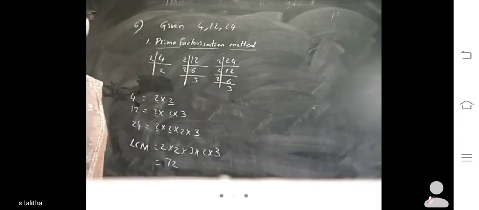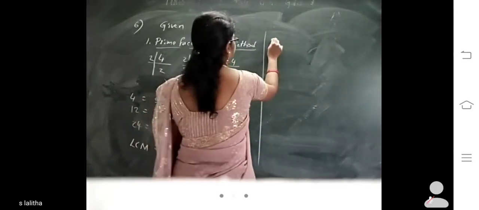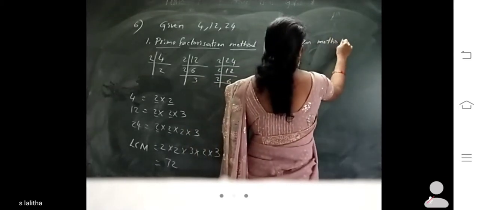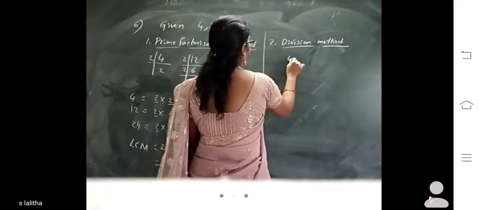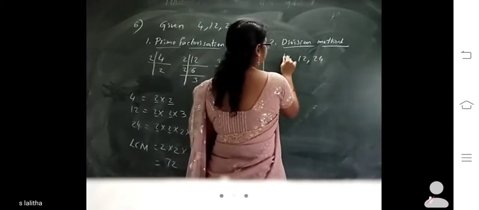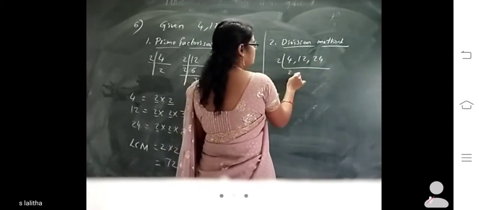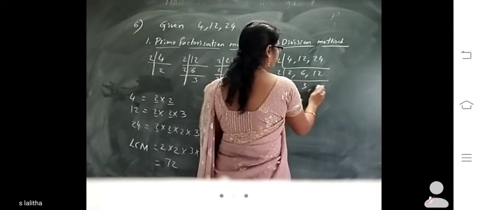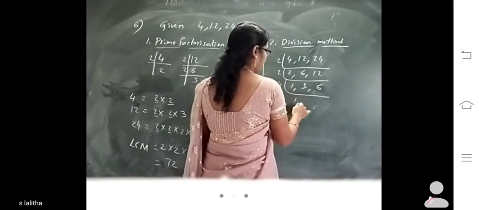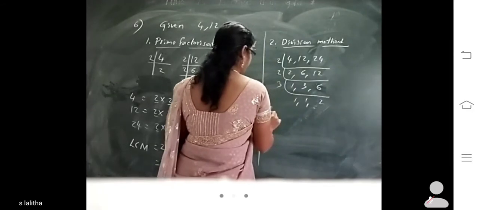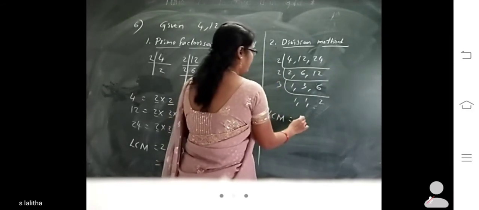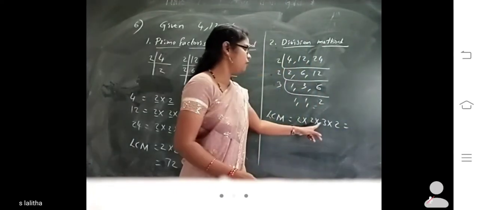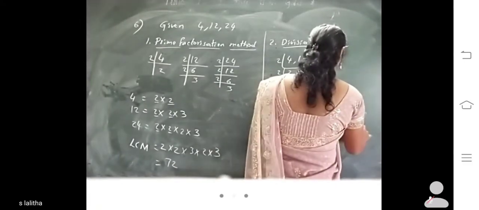Now, the next method is the division method. 4, 12, 24. So 2 2s are 4, 2 3s are 12, 2 12s are 24. Then 2, 6, 12. Then 1, 3, 6. Then 3. Okay? Now LCM equals 2 into 2 into 3 into 2. How much? 2 2s are 4, 4 3s are 12, 12 2s are 24.